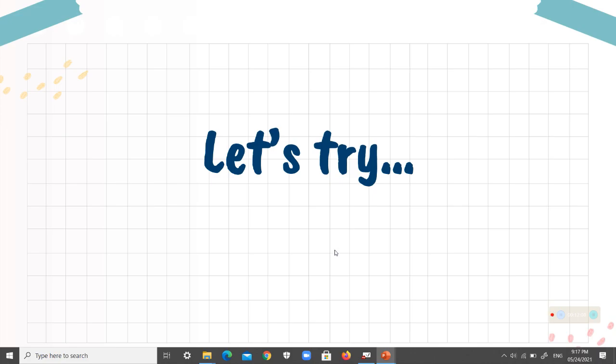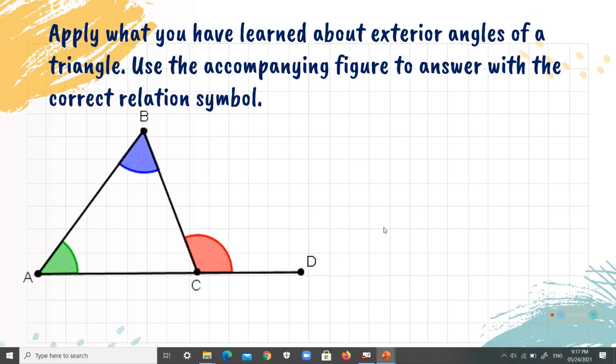Okay. So let's try if you have really understood our discussion. Apply what you have learned about exterior angles of a triangle. Use the accompanying figure to answer with the correct relation symbol. So we have here angle BCD is blank, angle BAC. You are going to give the correct relation symbol, whether it is greater than, less than, or equal. Okay? So how are you going to compare angle BCD with angle BAC here?